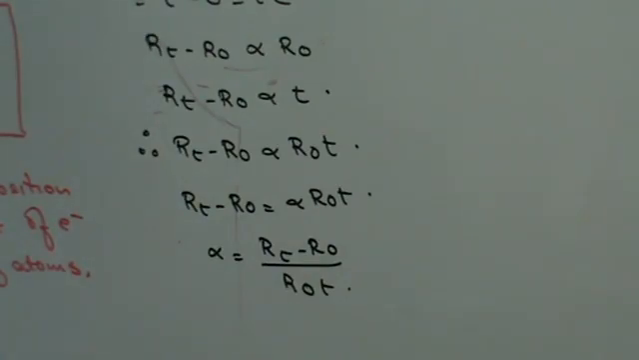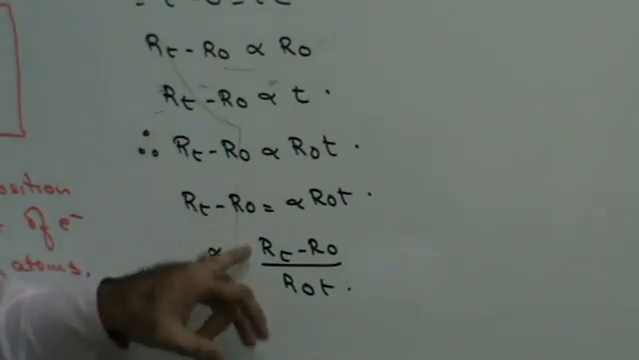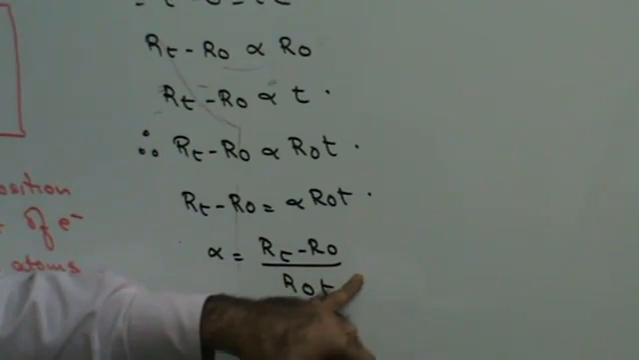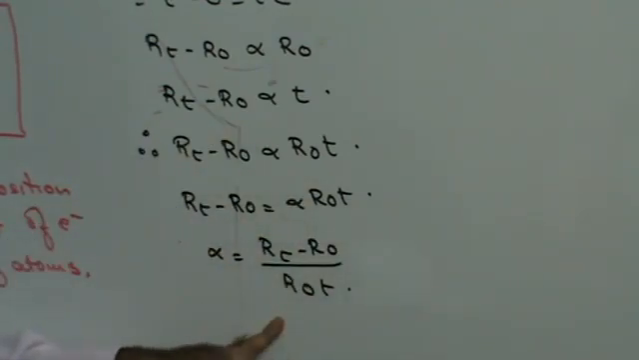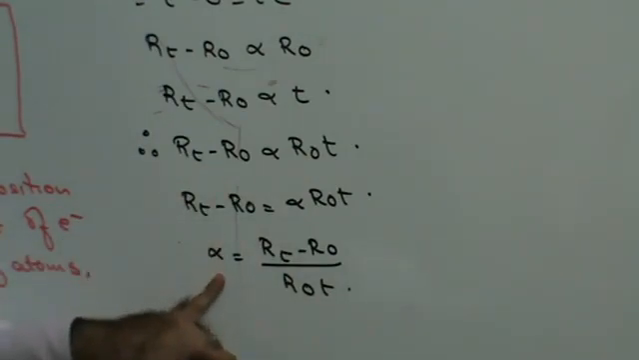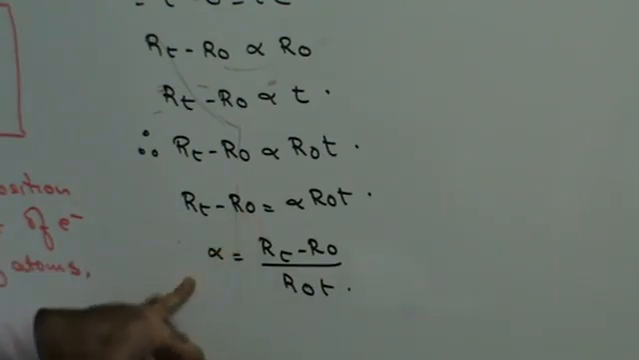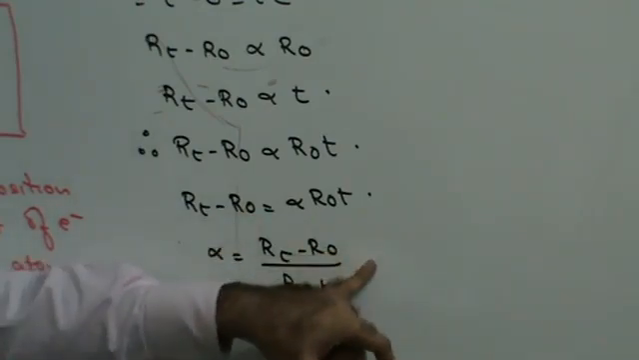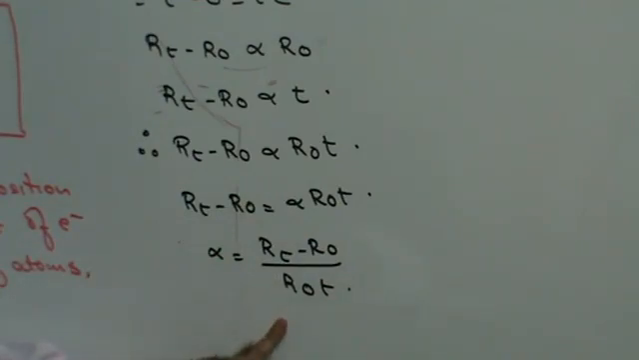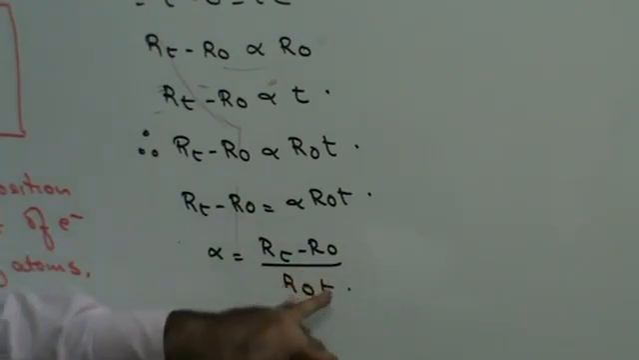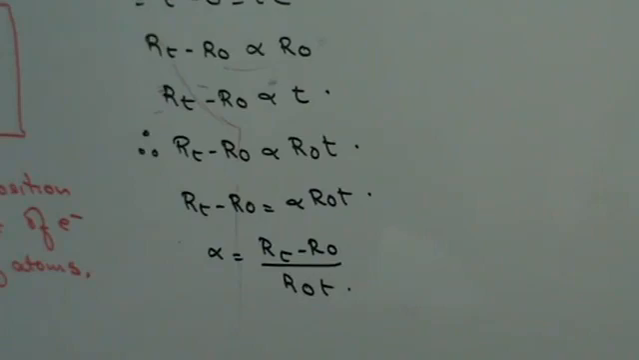Here alpha is the temperature coefficient of resistance. What is the temperature coefficient of resistance? It is the increase in resistance per unit resistance per degree rise in temperature. It can be defined as the increase in resistance per unit resistance at 0 degrees centigrade per unit rise in temperature, right?